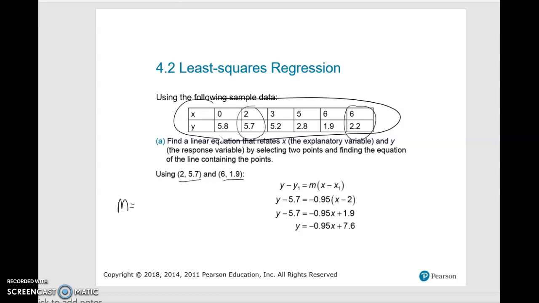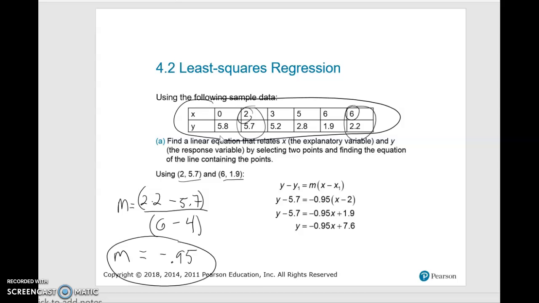m equals, remember, y2 minus y1, 2.2 minus 5.7. And then the x's that go with that, x2 minus x1, 6 minus 4. If you plug that into your calculator, just be careful. Compute the numerator, compute the denominator, that should be 2. And then it should spit out the following number, negative 0.95. That's the slope. You got to be able to interpret that slope. In this case, there's no units given, so it's just x and y for practice.